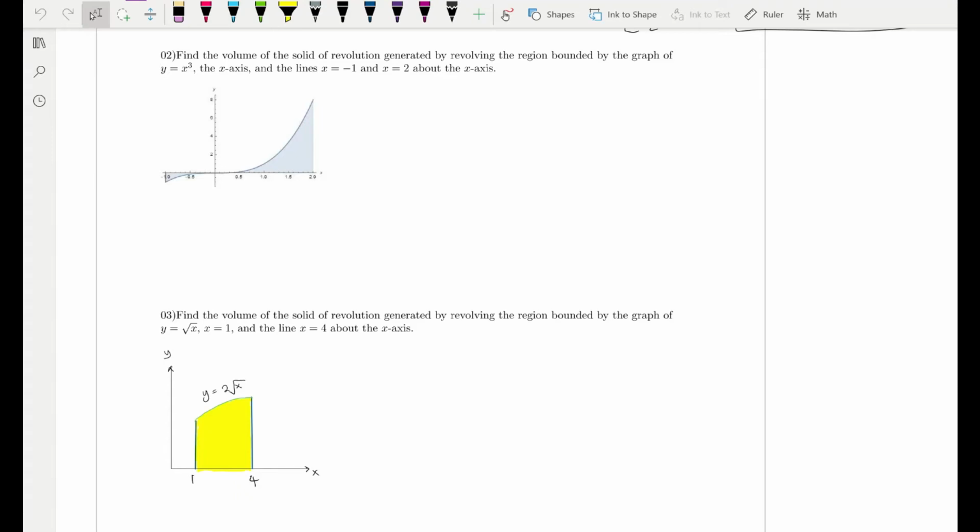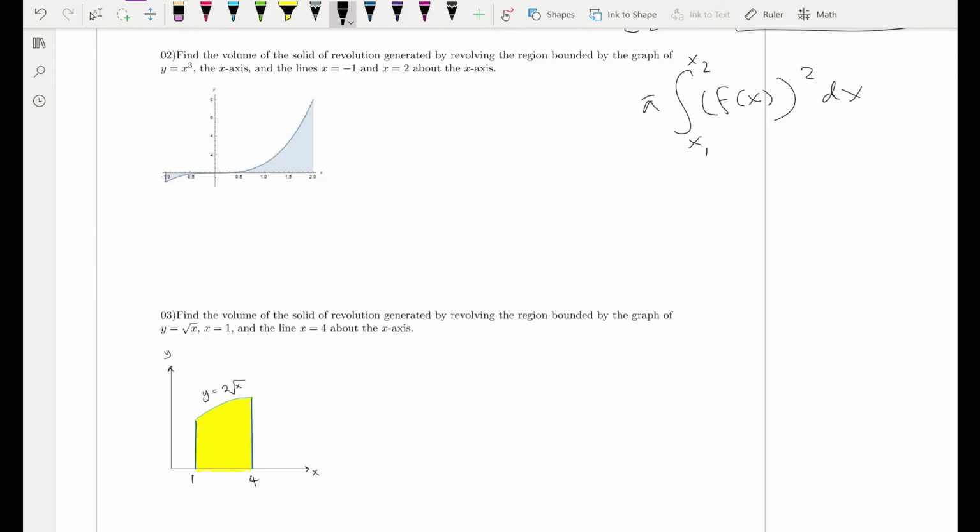Alright, hello everyone. So in the last video we derived a formula that we can use to find the volume of an object that you get after rotating a curve around the x-axis. The formula is the integral from x1 to x2 of pi f(x) squared dx. Now let's use this formula to solve a couple of problems, and then I'll show you what to do if we rotate a curve around the y-axis.